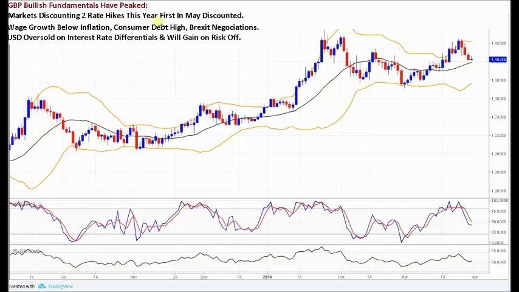Market discounting 2 rate hikes this year by the Bank of England, first in May. This is now discounted, okay? It's in the price. Will the Bank of England, though, hike in May? We don't think so. Bank of England very concerned. Wage growth below inflation, which means the consumer is under pressure. Consumer debt is high. Consumer spending, very important to the UK economy. The Bank of England won't want to put more pressure on the consumer unless they have to.